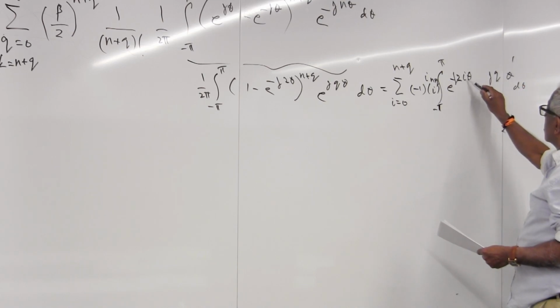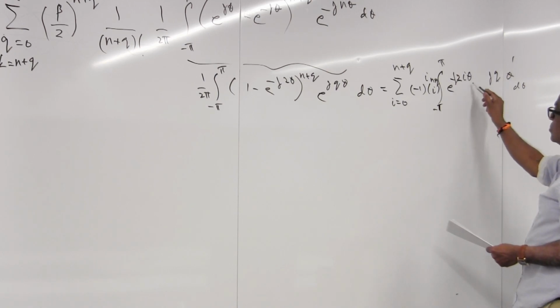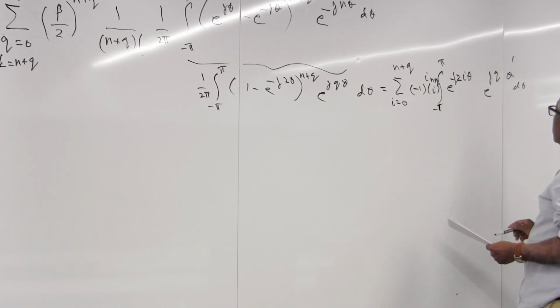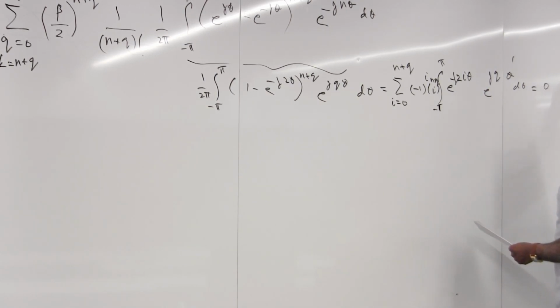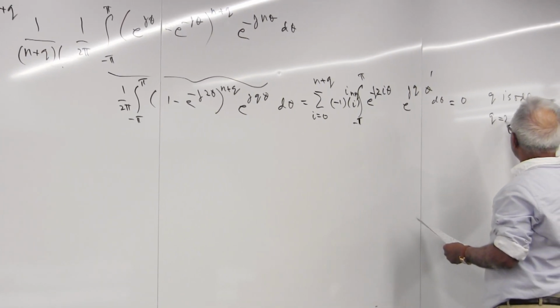So if q is odd, this plus this will always be, this will be 0 because this will never go to 1. And so this integral is again 0 if q is odd. That means q must be 2m, even.